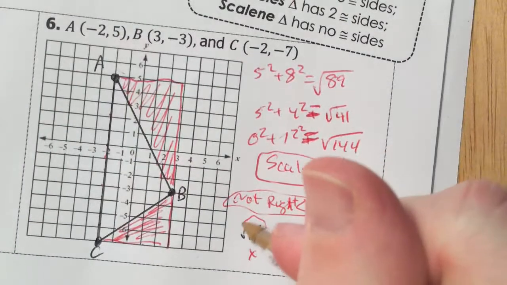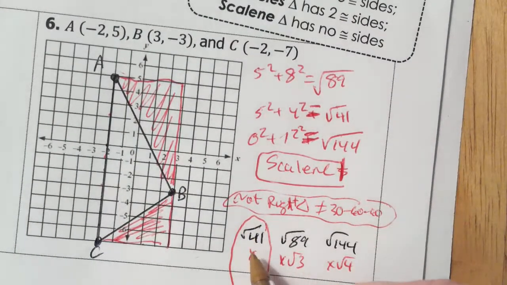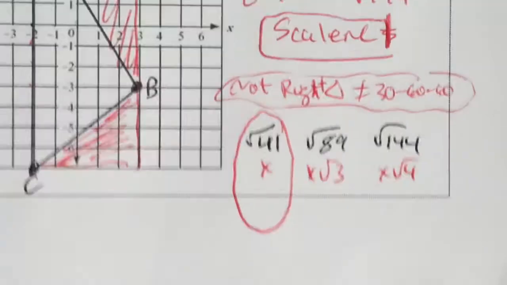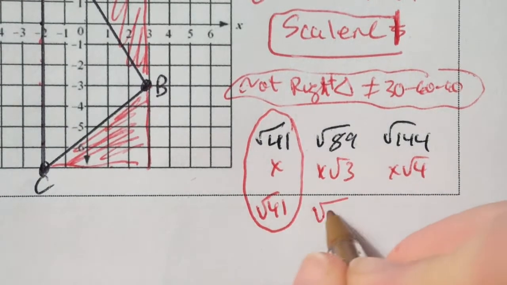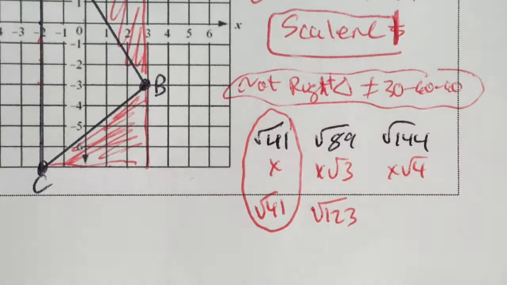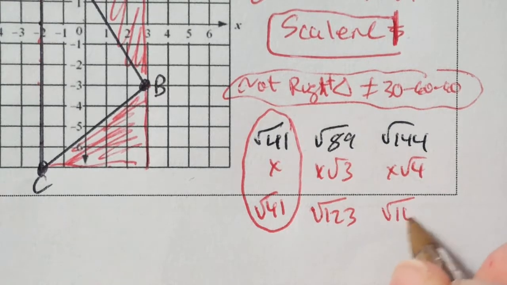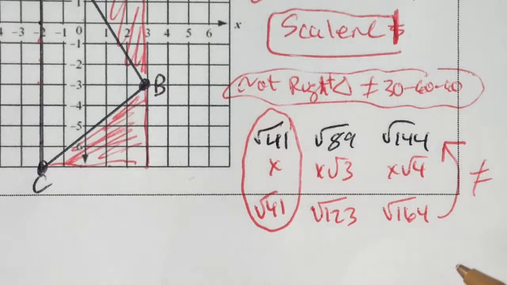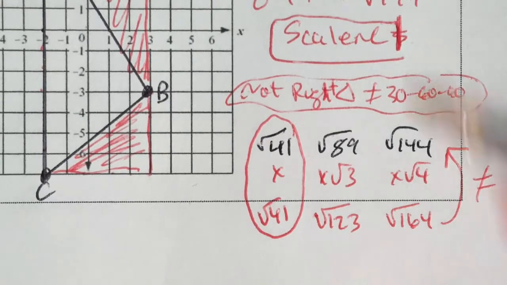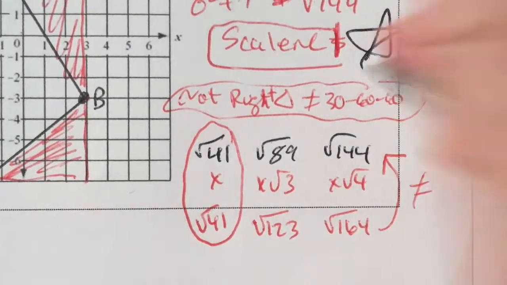We're going to start with this. If we know for a fact that our x is square root of 41, we take the 41 times 3, and that would be the square root of 123, which right off the bat is not going to work because it's not the same as our black. And then 41 times 4 is the square root of 164. These are not the same, so it's definitely not a 30, 60, 90. So all it was was scaling. That was your final answer. It was just scaling.